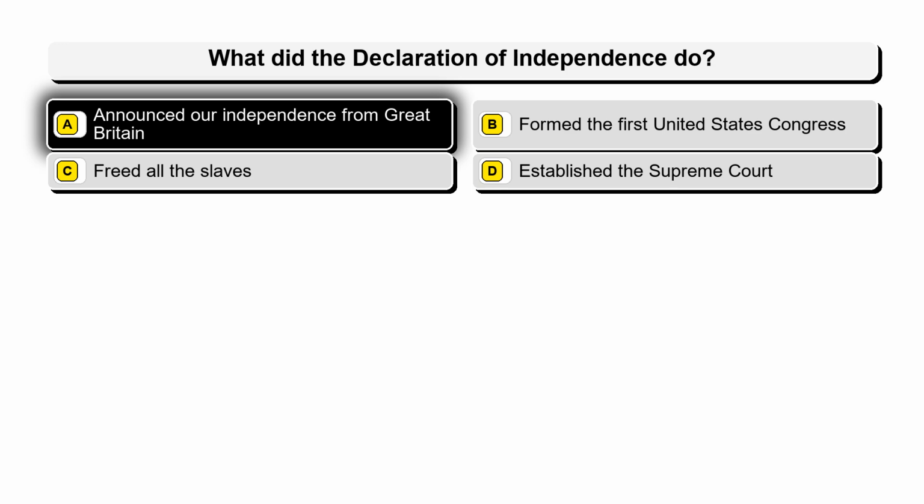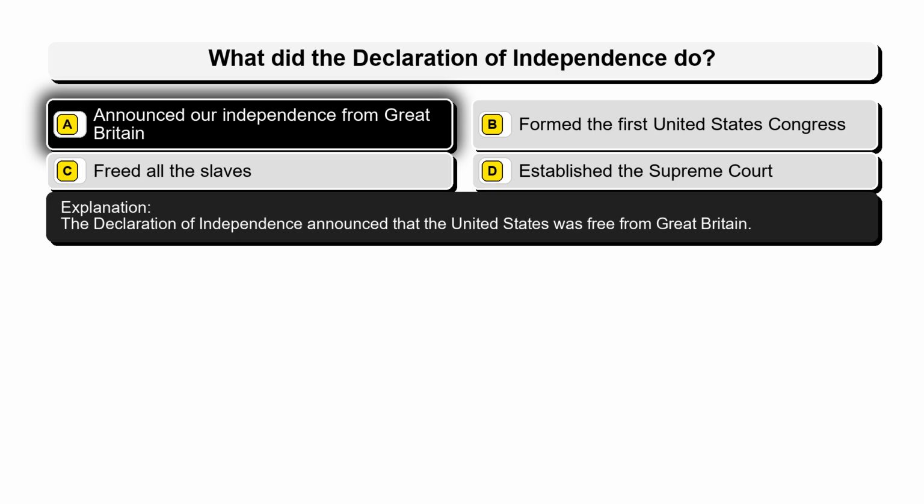The correct answer is option A, announced our independence from Great Britain. The Declaration of Independence announced that the United States was free from Great Britain.